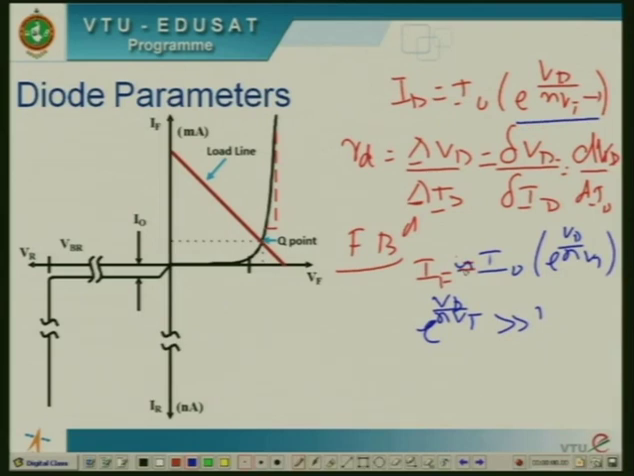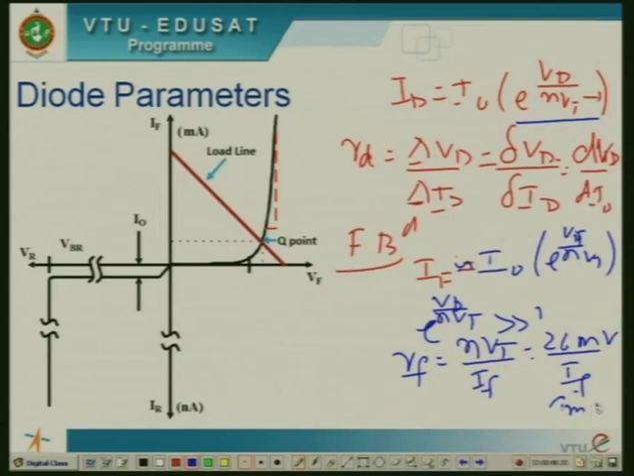Then, if you differentiate with respect to Vf, the forward resistance Rf is given by eta Vt divided by If. Here Vt, if the temperature is constant and eta is 1 for silicon, is nothing but 26 millivolts, divided by the forward current If. The unit of this forward current is milliamperes.